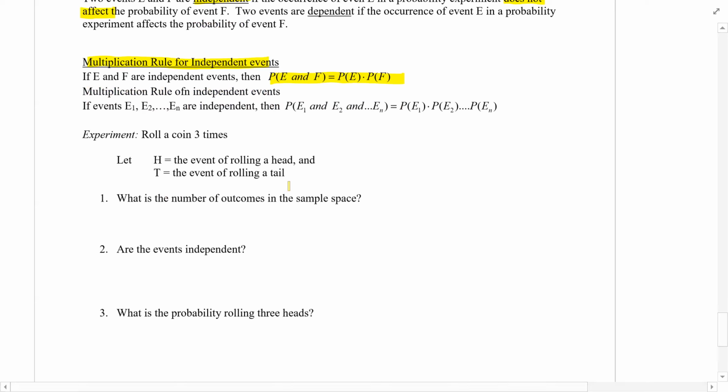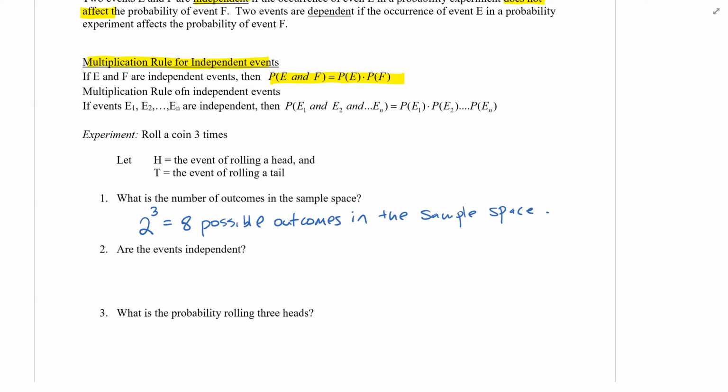What is the number of outcomes in the sample space? We did that one in 5.2 by listing down the whole sample space, but we can calculate it as well. When I flip a coin, there are 2 possible outcomes, and we flip that coin 3 times. So 2 to the 3rd power gives me 8. There are 8 possible outcomes in the sample space.